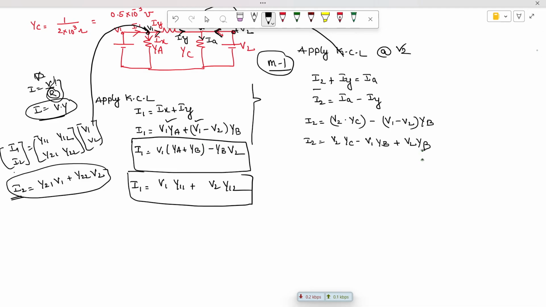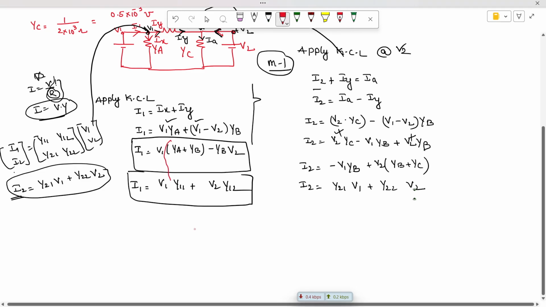But the first term should be a V1 term. So that's why I'm segregating. So I2 is equal to minus V1 YB, and I'm going to take V2 as a common term here. So when you take V2 as common, then you're going to get YB plus YC. So compare with the standard expression. I2 is equal to Y21 V1 plus Y22 V2. So when you compare this, then you'll get the things more clear.